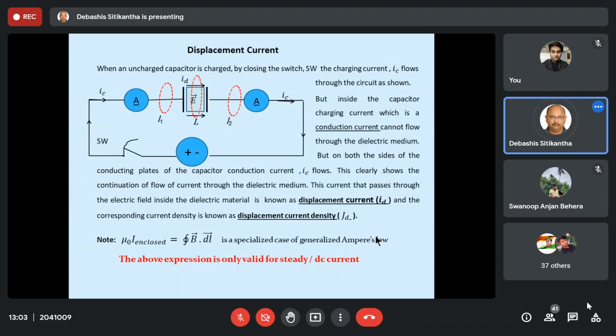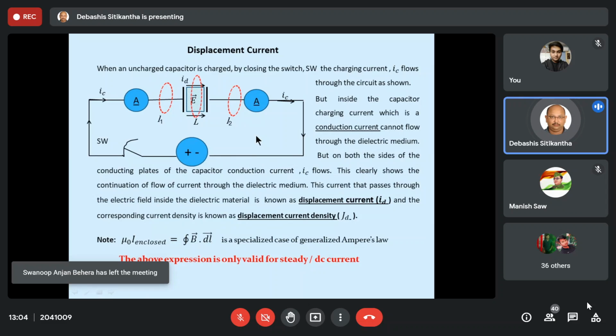I have told you that the above expression is only valid for steady current. Suppose I have a circuit like this. This is an RC charging circuit, and here I have an uncharged capacitor. While I connect it to a battery, the charging current IC is going to flow because the capacitor is completely uncharged. So naturally, a charging current IC will be flowing in the circuit.